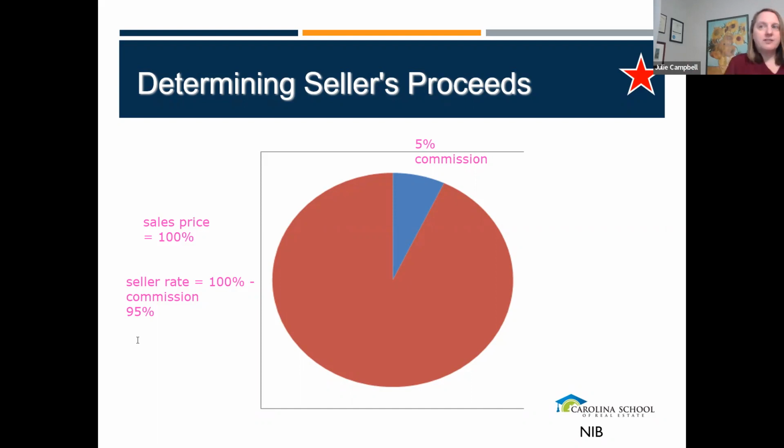So seller rate is what we're getting ready to put in a T-bar. And seller rate is the entire pie minus the small piece that they give for commission. Questions on this so far?